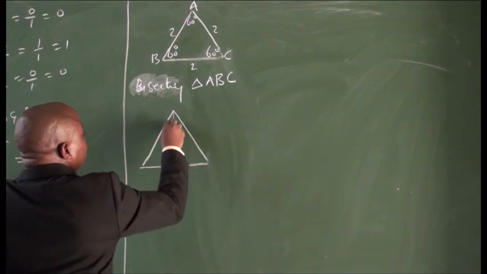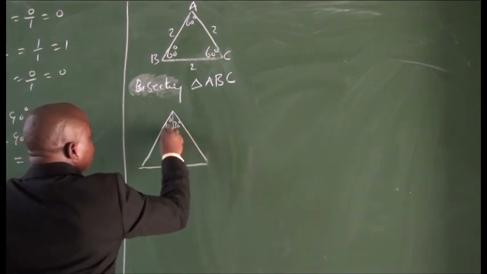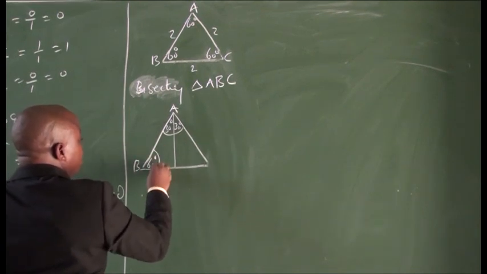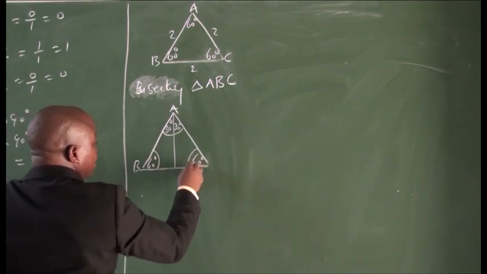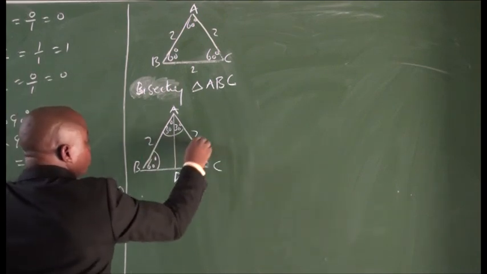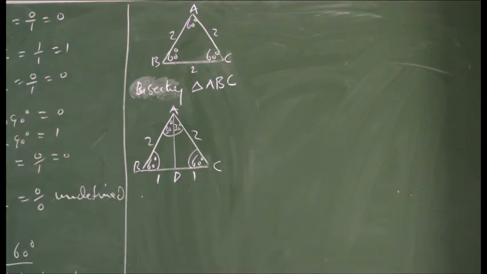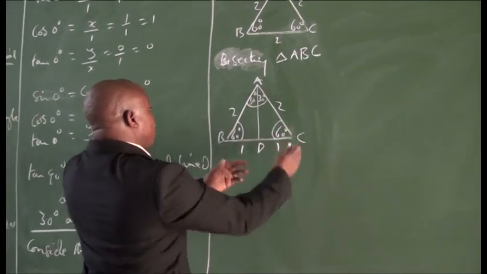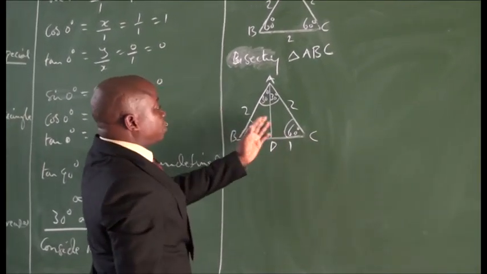So here gives me 30 degrees. 30 degrees is A, and this is B. This remains 60 degrees, and this is 60 degrees. Let this point be D. So I have 2, 2, and this is 1. Now, I'm going to consider one of the triangles because the two triangles are equal.